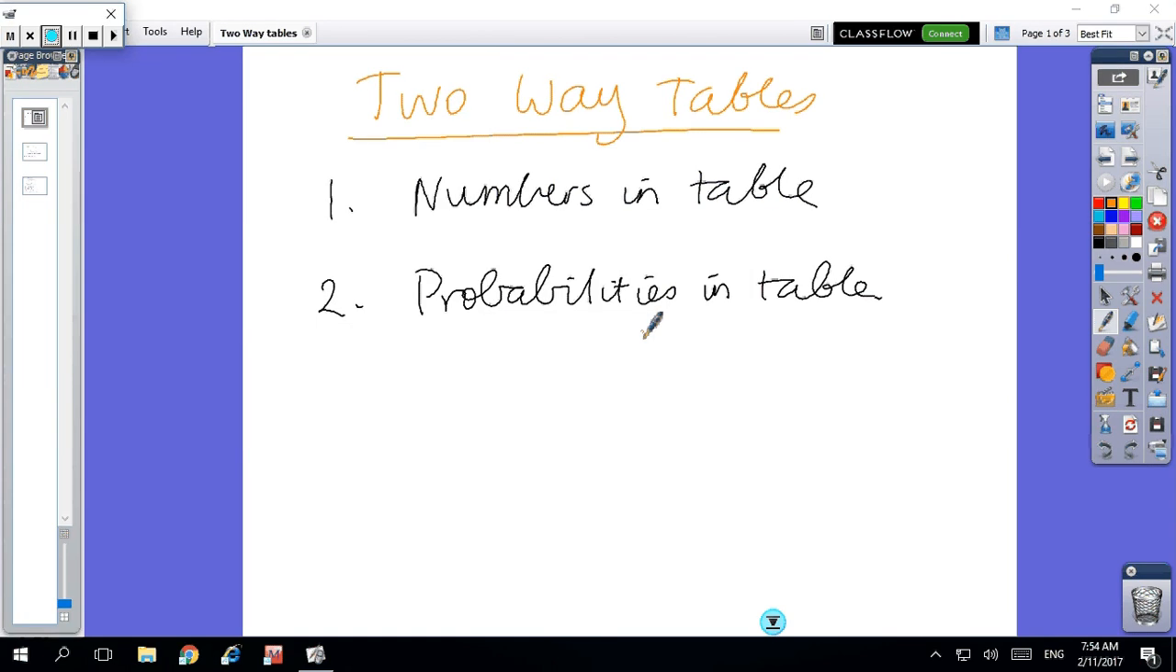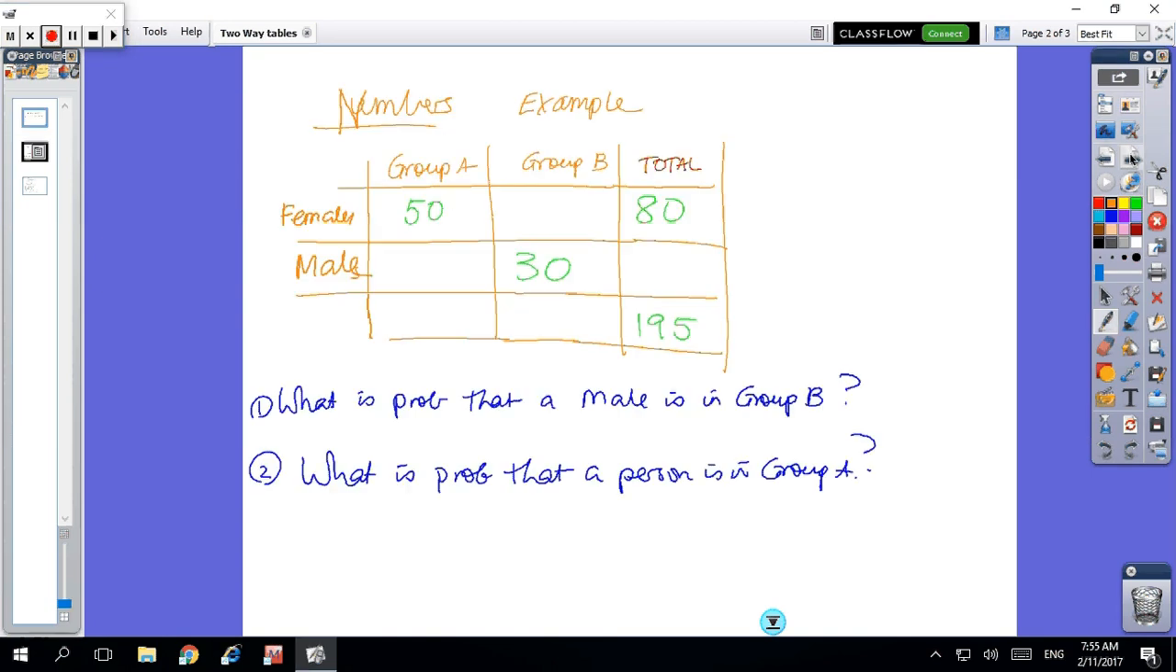Okay, so we're just looking at a short video to finish off the probability topic this year, and it's called two-way tables. And we're looking at two types of questions, and the first one is numbers in the table, and the second one is probabilities, and we're going to do one example of each. So copy that and come across when you're ready.